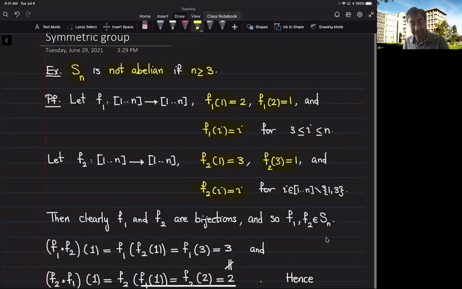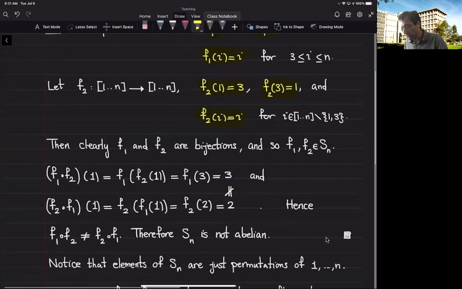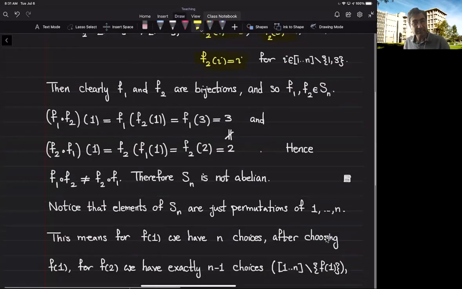My claim is that in that case, the composite of f1 and f2 is not going to be the same as the composite of f2 and f1. To show that these two functions are different, it's enough to check that they are different at a single value, and that value is 1. We are going to show that f1 ∘ f2 of 1 is not the same as f2 ∘ f1 of 1. Okay, let's see why this is the case.